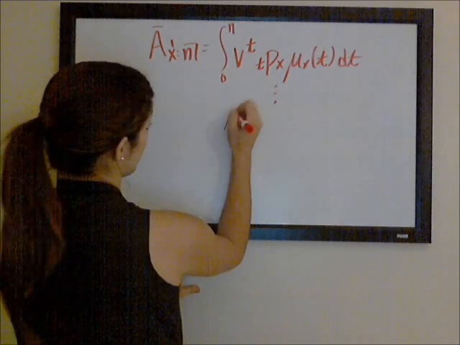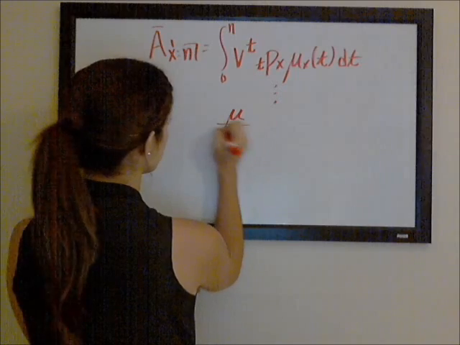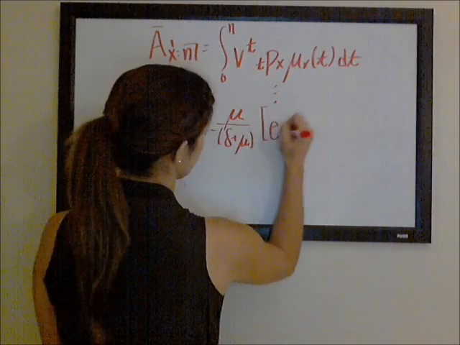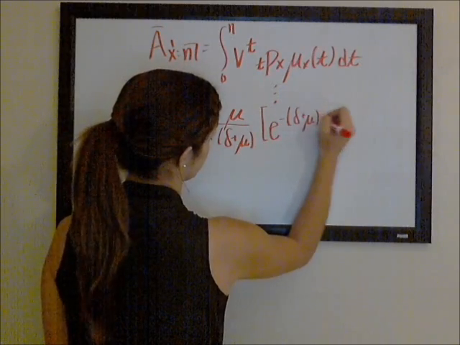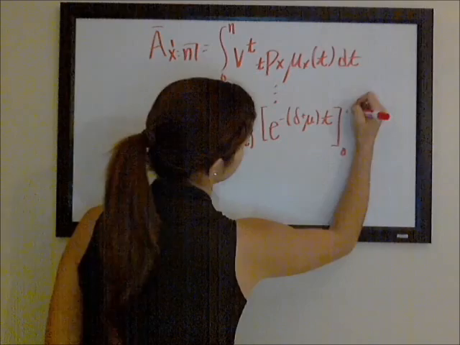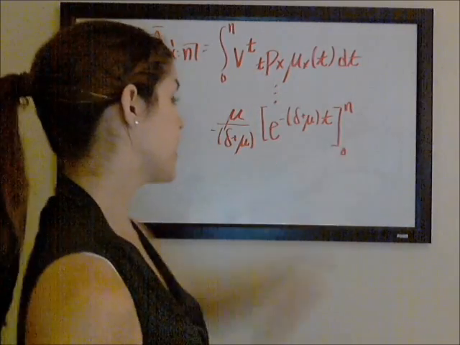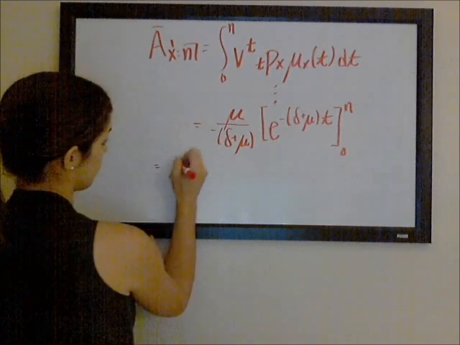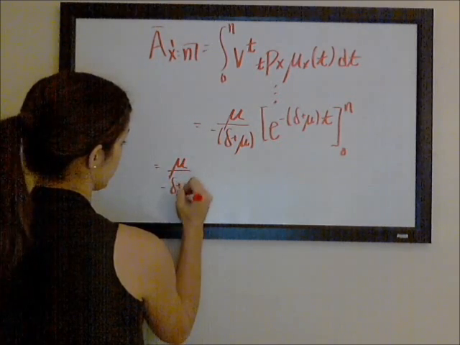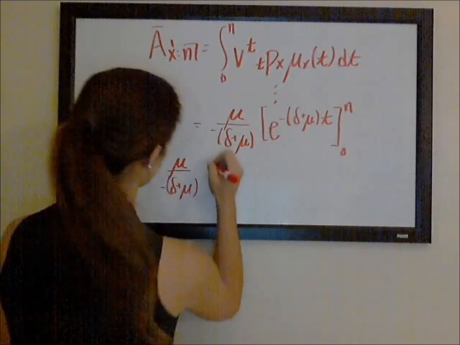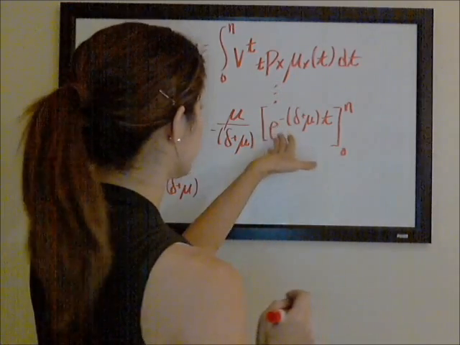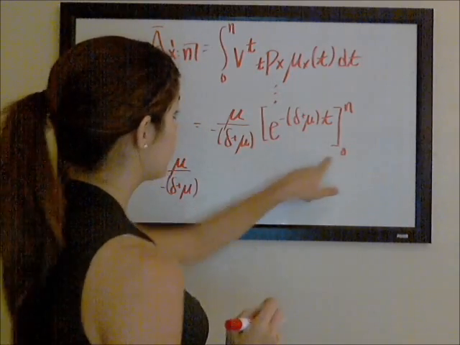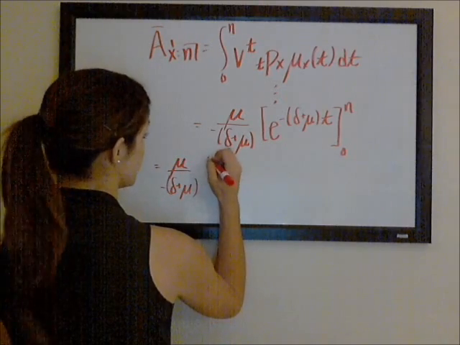Say we get all the way up to the point where we have mu over negative quantity delta plus mu, and we're looking at e to the negative (delta plus mu) t, but now it's evaluated from 0 to n. So we end up with e to the negative (mu plus delta) times n minus e to the negative 0, which is 1.